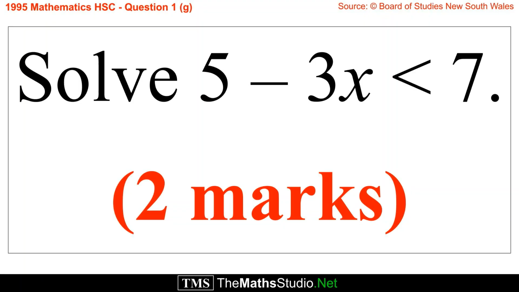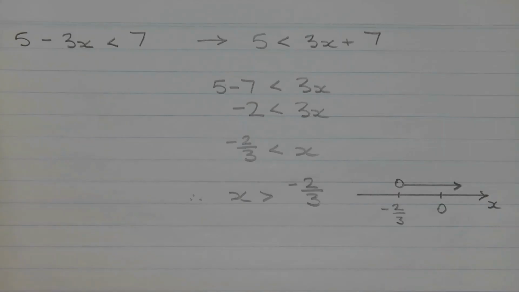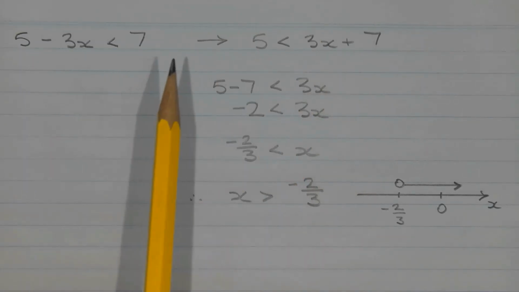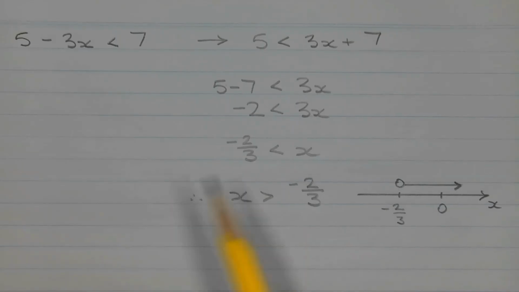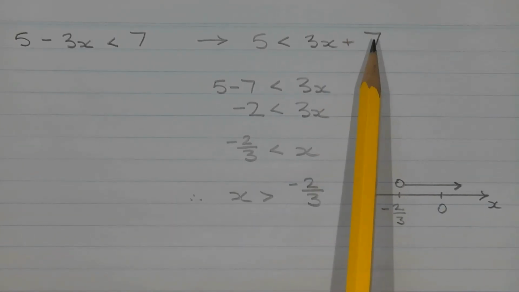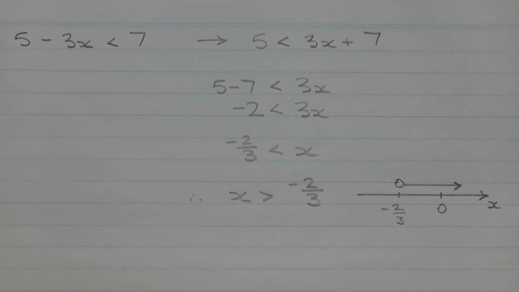Question 1, Part G. Solve 5 minus 3x less than 7. We can solve this inequality in a way that preserves the direction of the inequality symbol up until the very end. In this case, we have a less than symbol here. So this negative 3x can be moved over to the other side so it becomes positive. So the inequality becomes 5 less than 3x plus 7. The positive 7 on the right-hand side can be moved over to the left-hand side so it becomes negative 7.